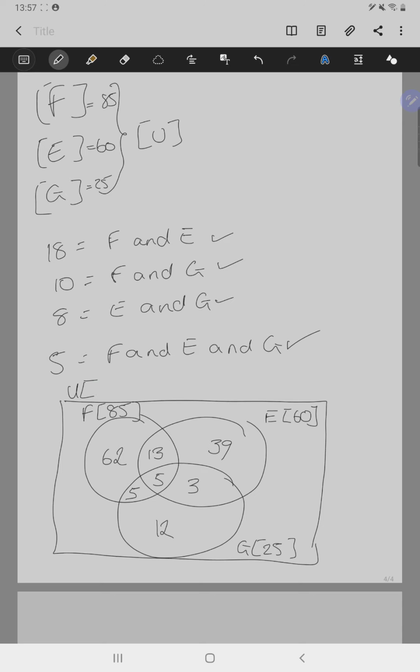So now that means we can find how many students are in the school, or how many students are in the universal set, by adding up all of the numbers within the sets. So 62, 13, 5, 5, 39, 3 and 2. That means there are 129 students within the school.